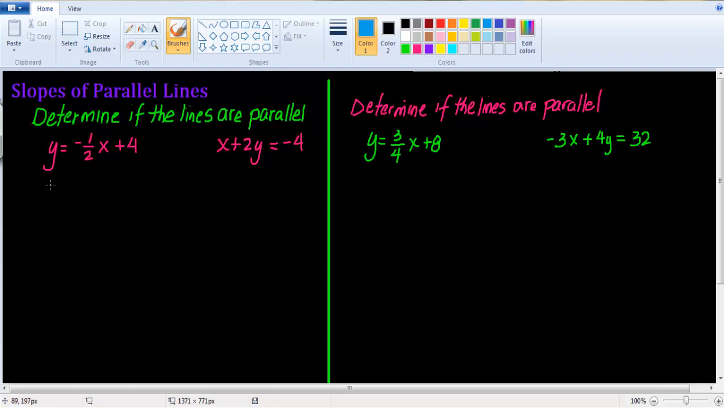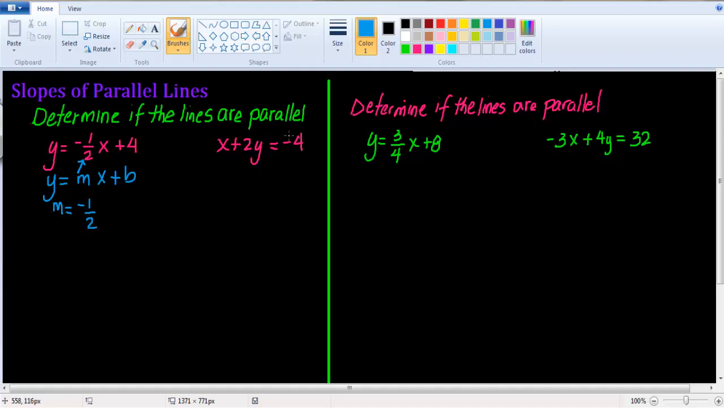So let's start. For this one over here, remember, how do we determine if two lines are parallel? We look at their slopes. If the slopes are the same, identical, then we can say they are parallel. So this first equation is written in slope-intercept form. It's written in this form: y is equal to mx plus b. And this is very convenient because I can immediately see that the slope for this equation is equal to -1/2.